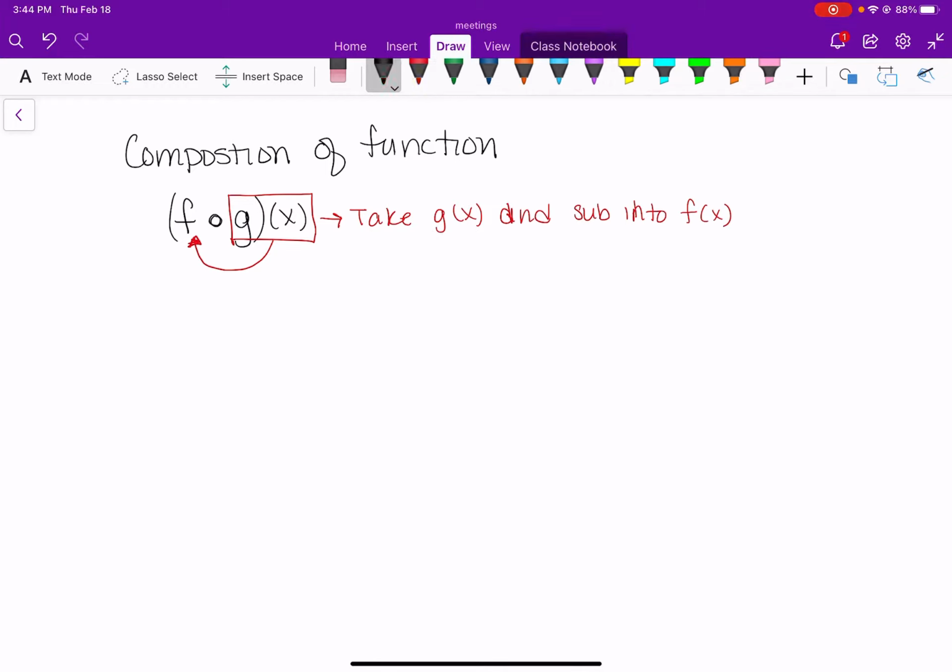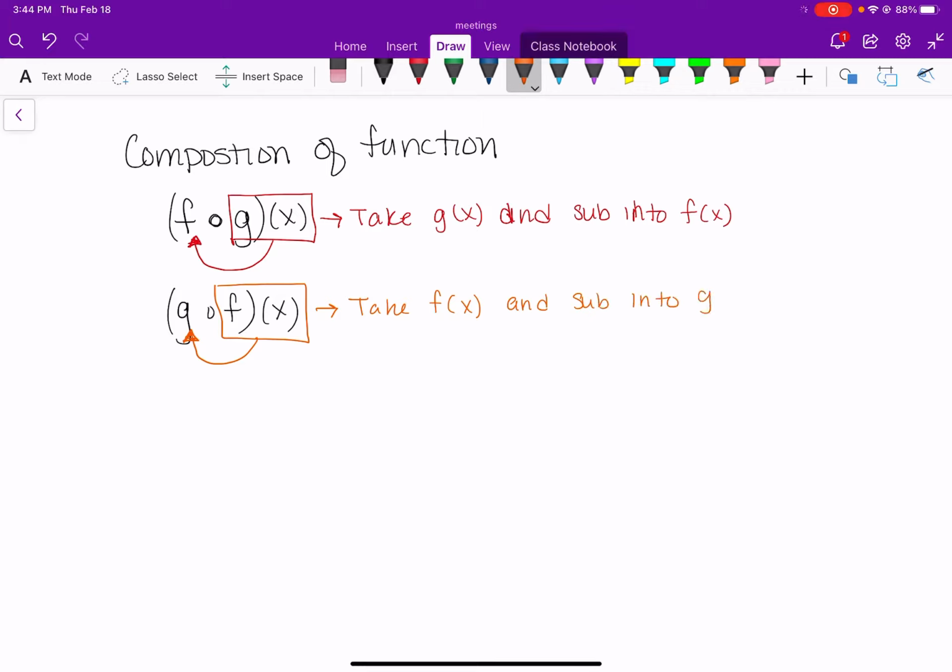And then if we do the opposite, where we do g composed with f of x, then we're doing the opposite. We're going to take the f of x function, and we're going to stick it into the g of x. So this one, we're going to take f of x and substitute into g of x.